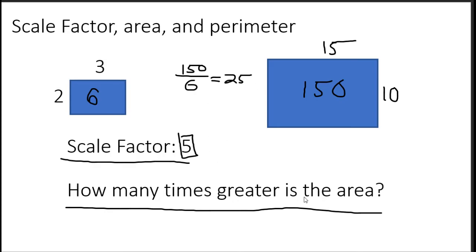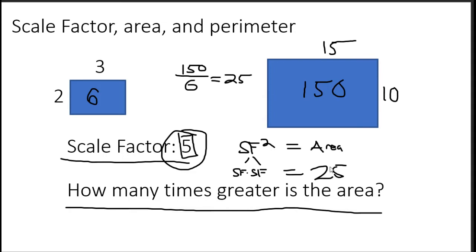greater. Now, just as a reminder of what we learned in class, scale factor squared, or the scale factor times scale factor, is how many times greater the area of the image will be. As a reminder, scale factor squared means scale factor times scale factor. In this case, 5 times 5 is equal to 25 times greater. Now, if we take 6 times 25, we actually will see that this is equal to 150.